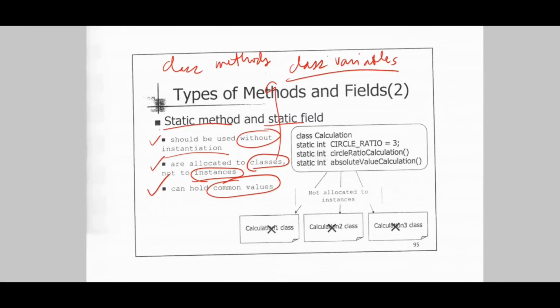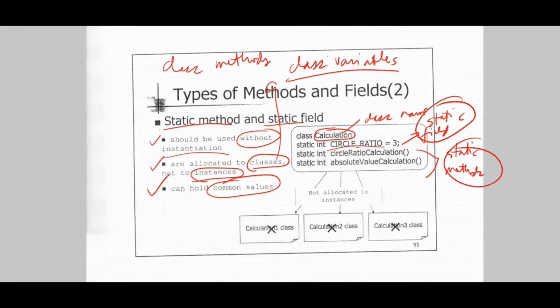As you can see here in the figure, we have the class Calculation. That is the class name. The static field is circle ratio, while these two are static methods. Take note that these static fields and static methods, circle ratio calculation and absolute value calculation, are not allocated to instances. If these are instances C1, C2, and C3, all three of them are instances of the class Calculation.